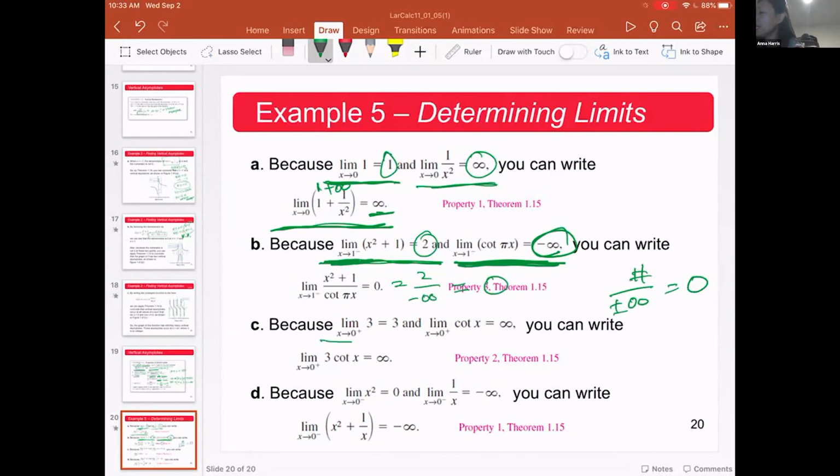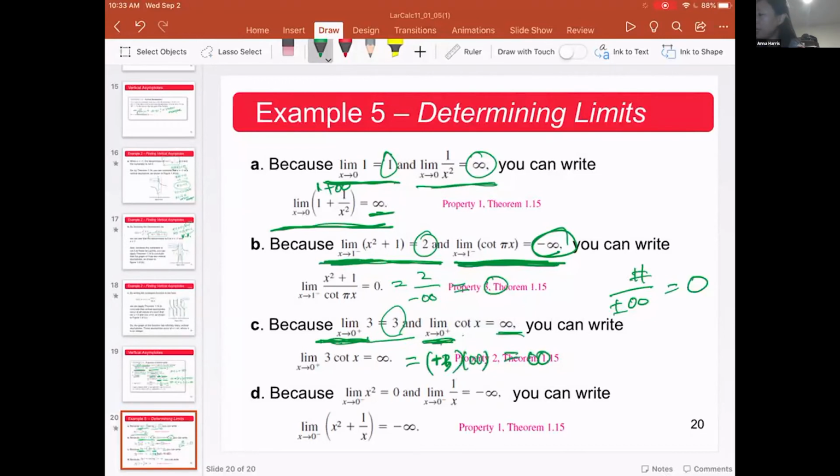Next one, looking at this, as x approaches 0 from the positive side, I get a 3. As x approaches from the positive side, this one gives me infinity. So this really means positive number 3 times infinity, which gives me infinity.